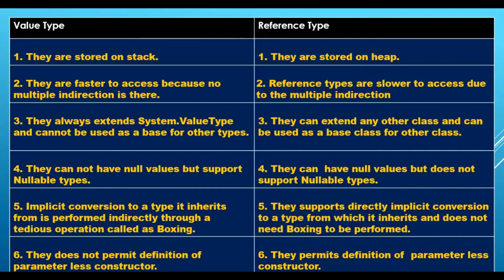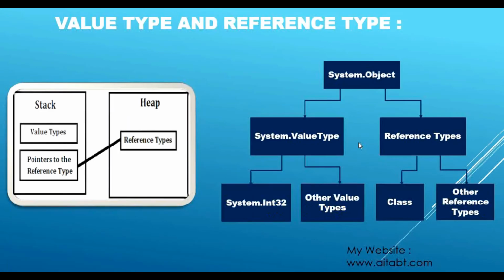And in contrast, reference types can extend any other class, and they can also be a base class for another. So value types will always extend the System class, not any other class, and they also cannot be a base class for any other classes. But in contrast, reference types can be treated as a base class for other classes, and they can also inherit from other classes. We will see that in action so you will understand it better.